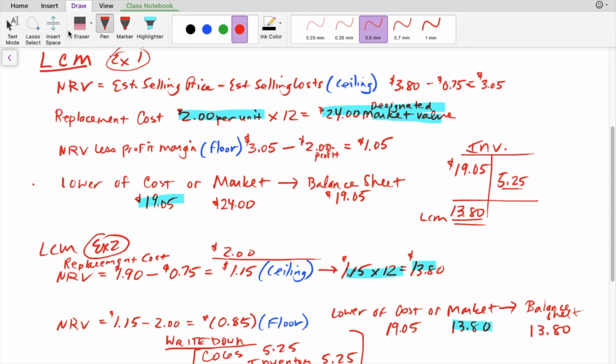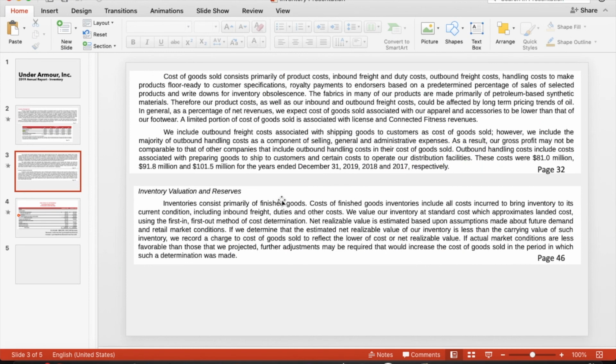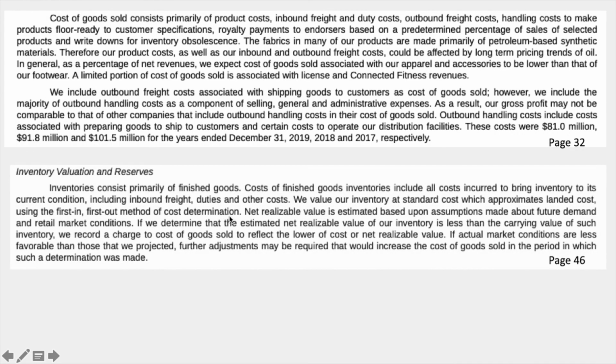I want to take a minute to go back and look at what Under Armour says about their inventory valuation. We read this before in the previous video, but here under valuation and reserves, it says we value our inventory at standard cost, which approximates landed cost using the first in first out method of cost determination. So it is a FIFO company. They should be using lower of cost or net realizable value.